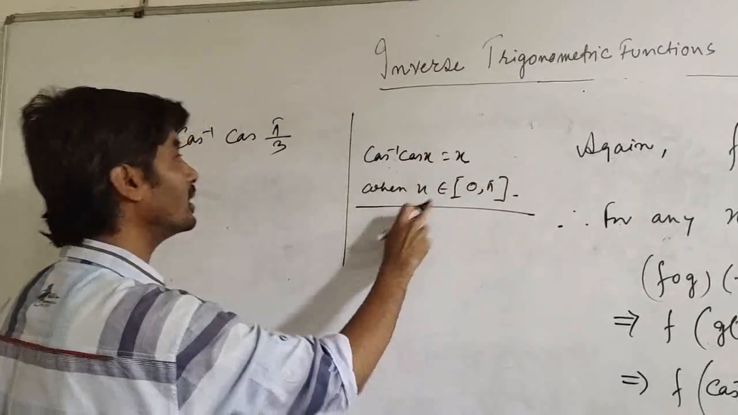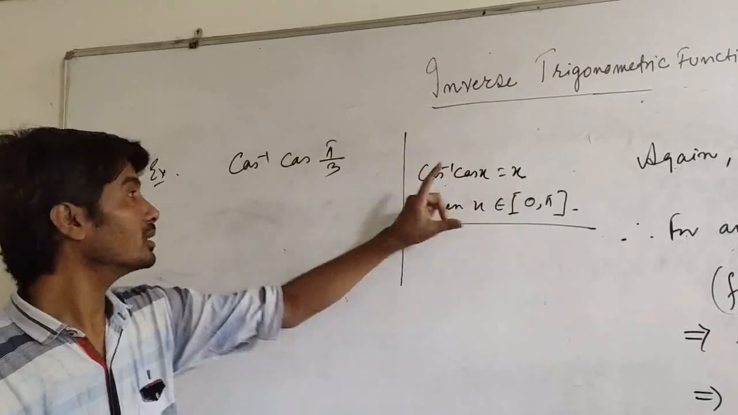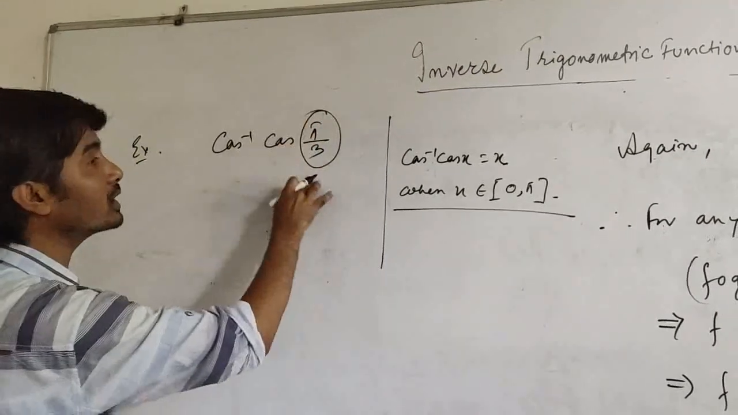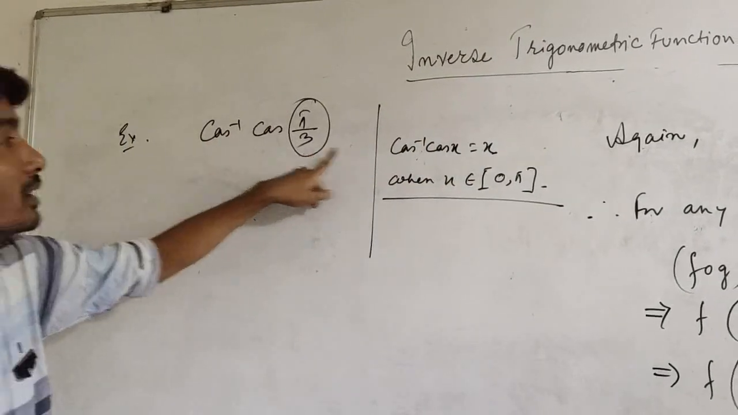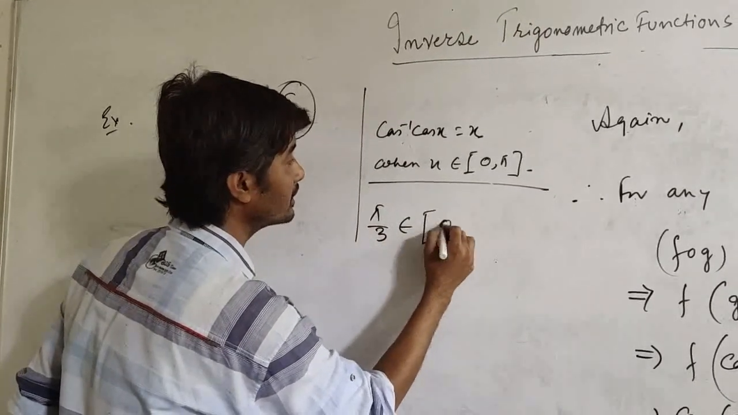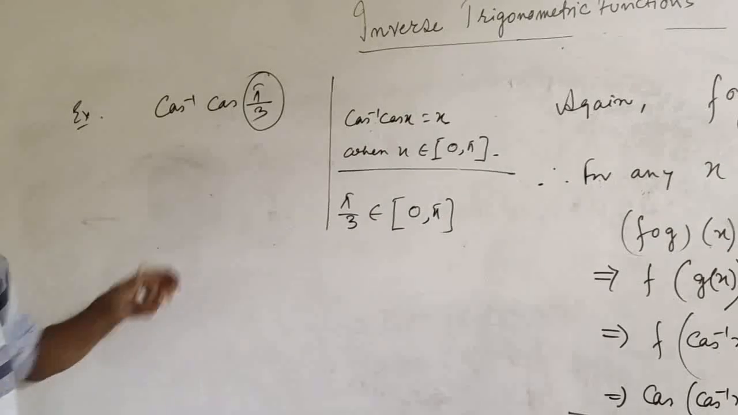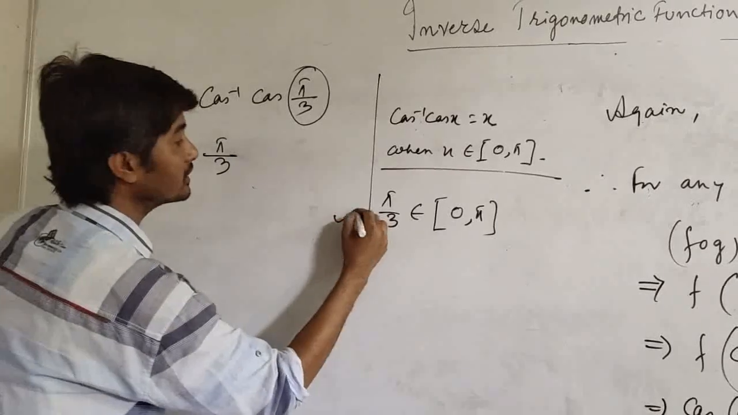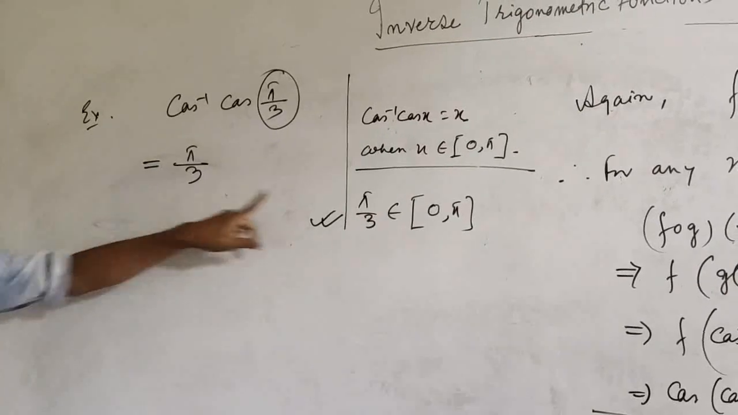So whenever x belongs to this closed interval 0 to pi, then only we can write cos inverse cos x equal to x. So to find out this value, first of all I need to check whether this angle pi by 3 belongs to our required interval or not. We have seen that pi by 3 belongs to the interval 0 to pi. Therefore, we can use this result directly here. This will be equal to pi by 3. Why? Because pi by 3 belongs to this interval.